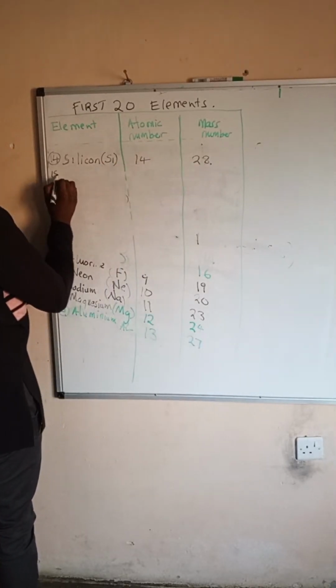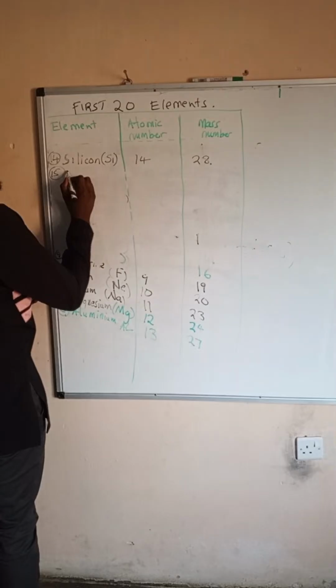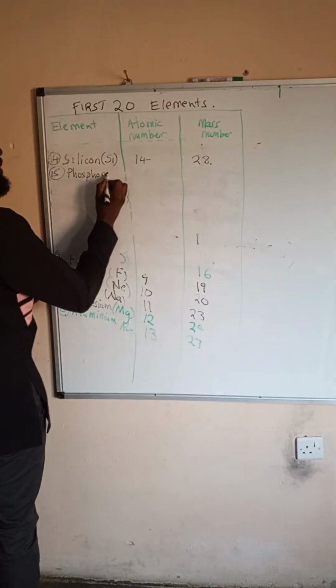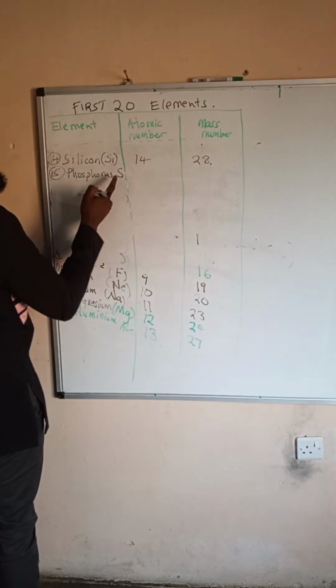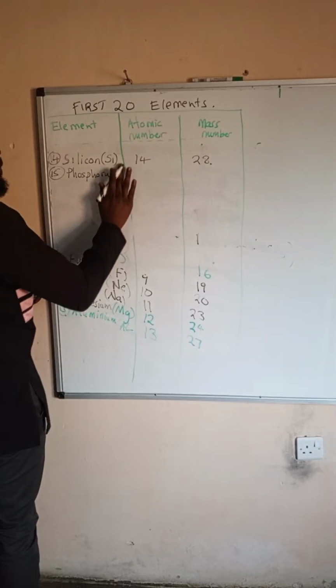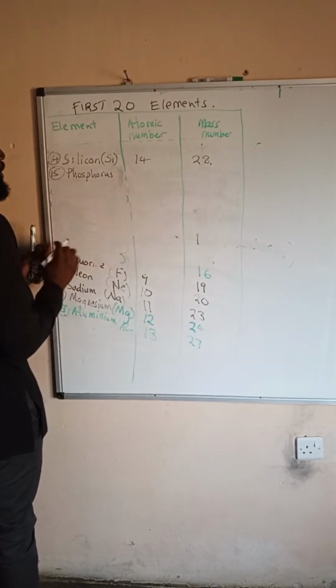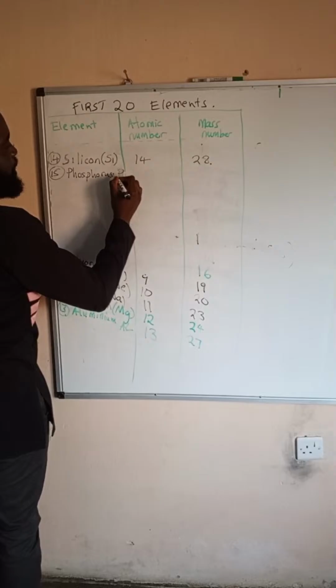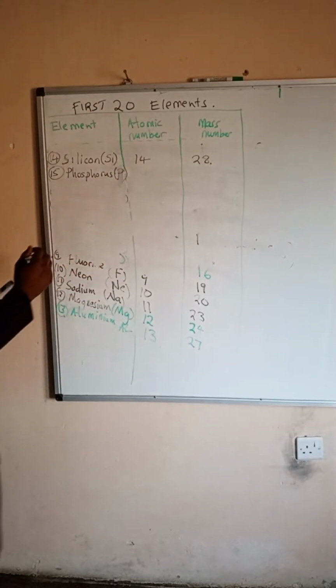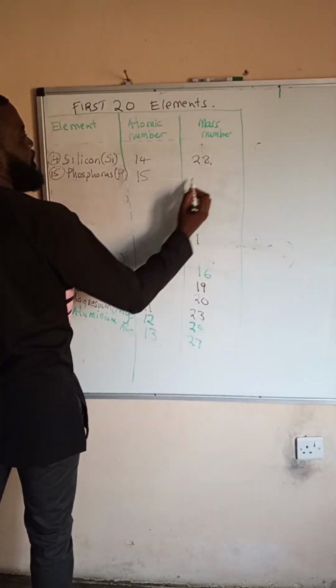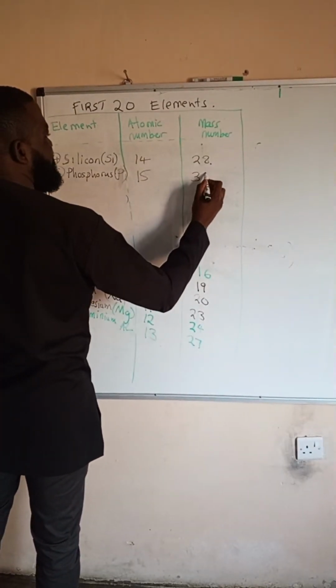14, 28. 15 is phosphorus. Silicon is Si, but phosphorus, oh sorry, phosphorus is P, capital P. It is 15. This side, it is 31.